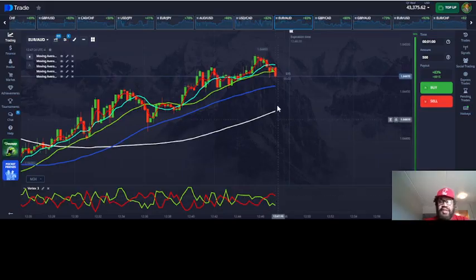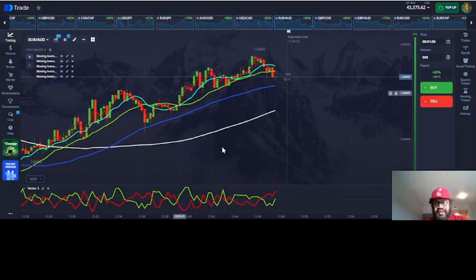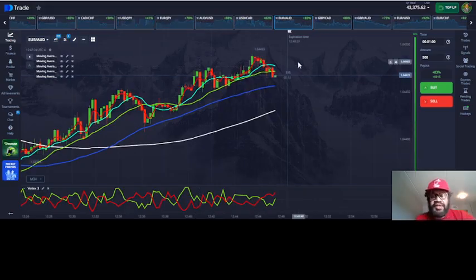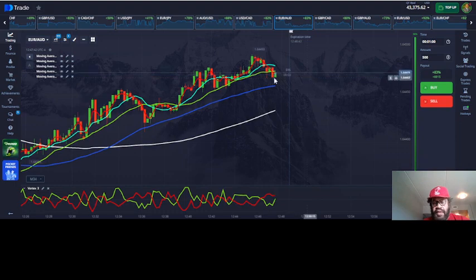The vortex lines, I need the green vortex line to cross over the red vortex line in an upward direction. The reason why I'm looking at this trade is if you notice all the SMAs are sloping upwards, suggesting a bullish trend occurring here in the price of this currency pair. So I'm waiting for the retracement. Okay, here we go.